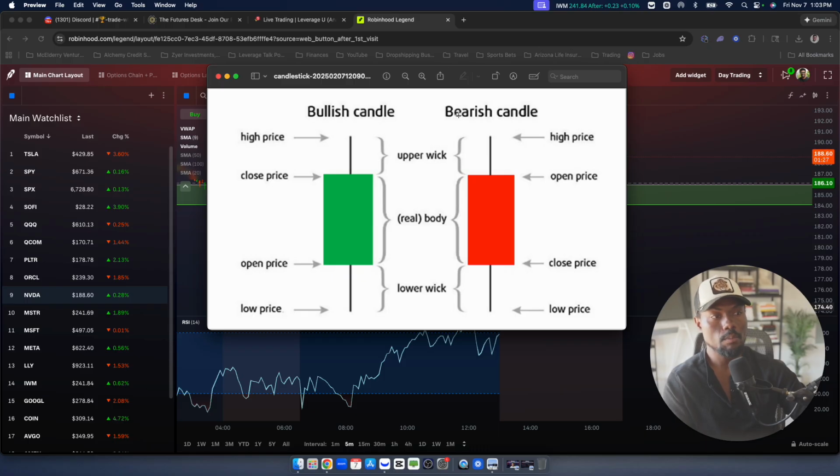For a bearish candle, we open the price at the top of the real body. The highest price for that candle is at the top of the wick. And then we have the lowest price and then the close price of that candle. So let me go over it here.